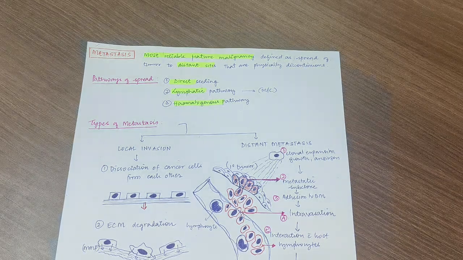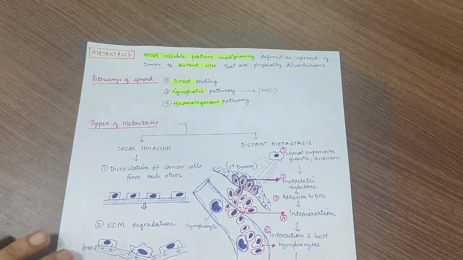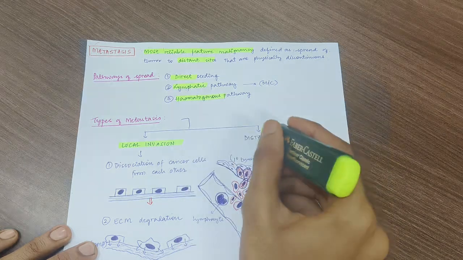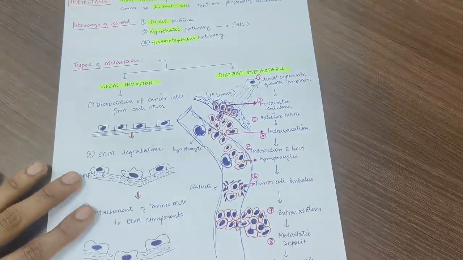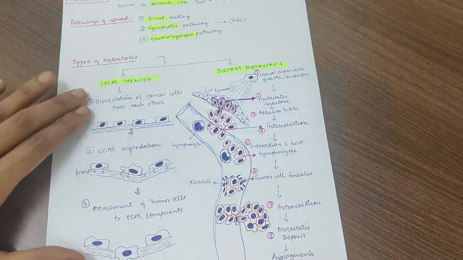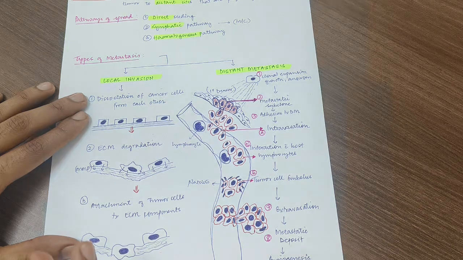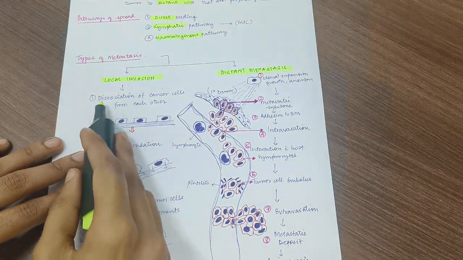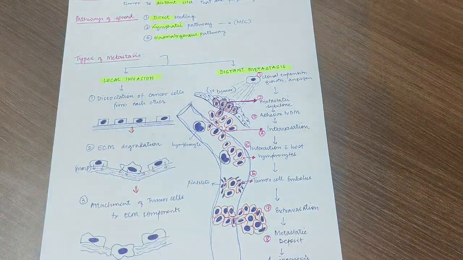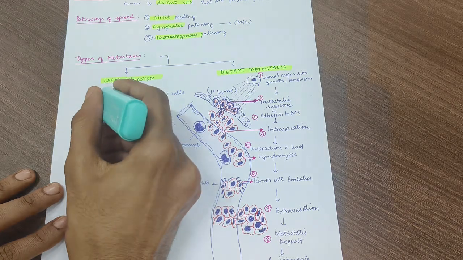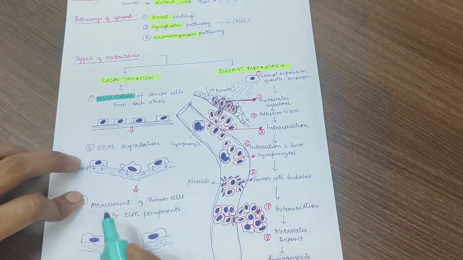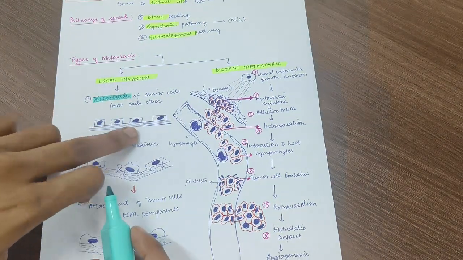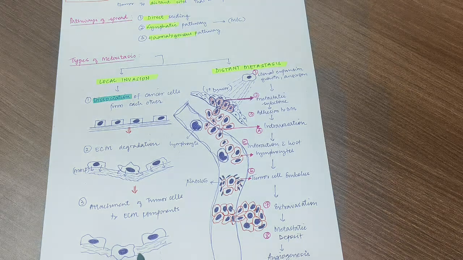Now I will tell about the types of metastasis which occur in our body. One is local invasion, the other one is distant metastasis. Local invasion: first, there is a separation between the cancer cells, that is called dissociation of cancer cells. There is a gap formation between the cancer cells.